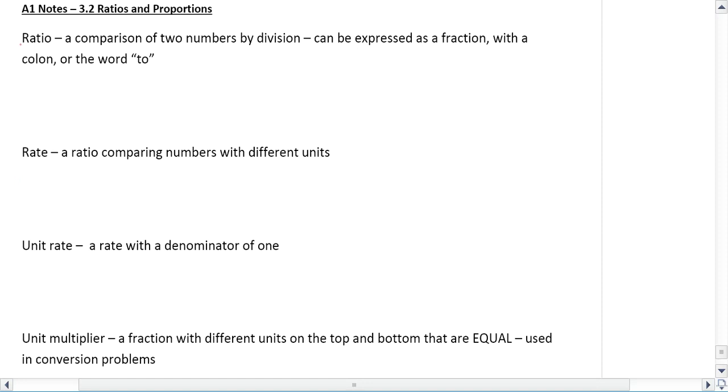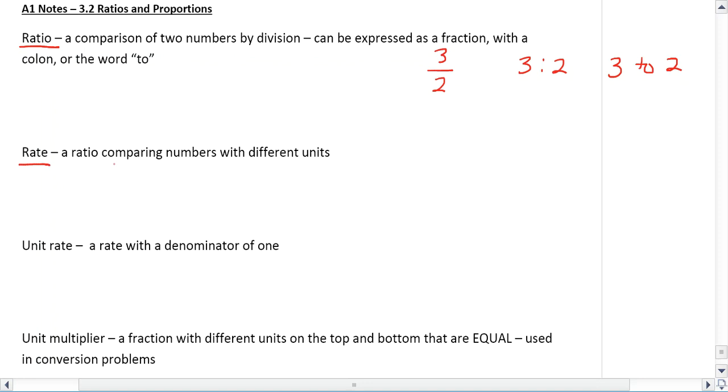So we'll start with a few terms. A ratio is a comparison of two numbers by division. Usually in algebra we'll write it as a fraction. An example is 3 to 2, and that's what it would look like as a fraction. We could also write it with a colon, 3:2 like that, or even using the word "to." Now, no matter which form you use, you always put ratios into lowest terms. You reduce them down.